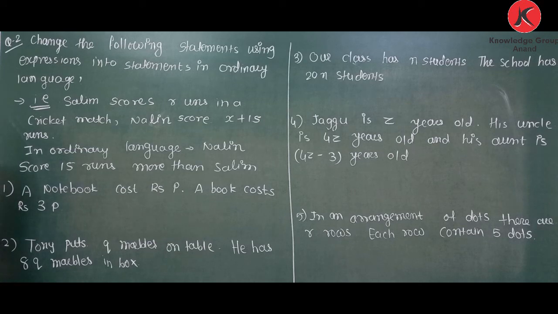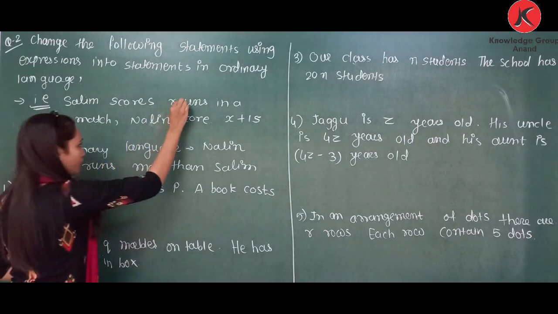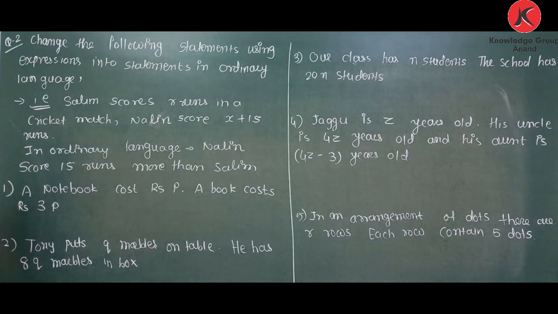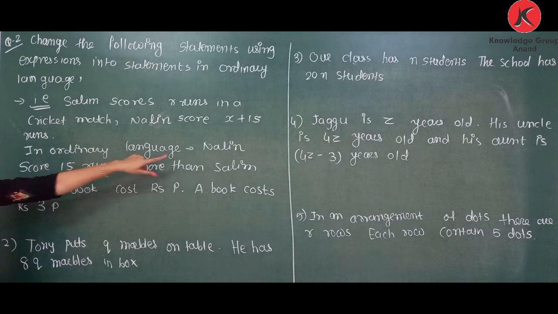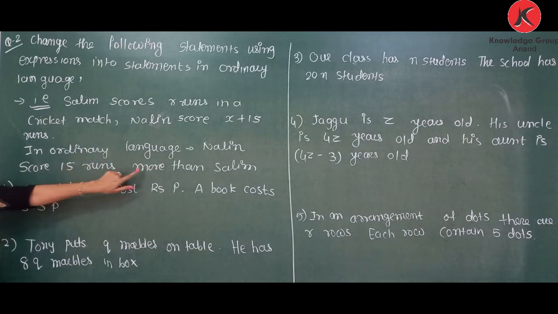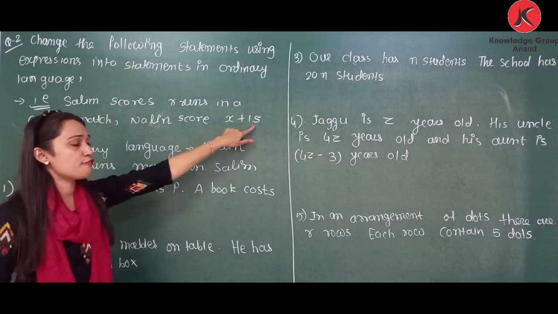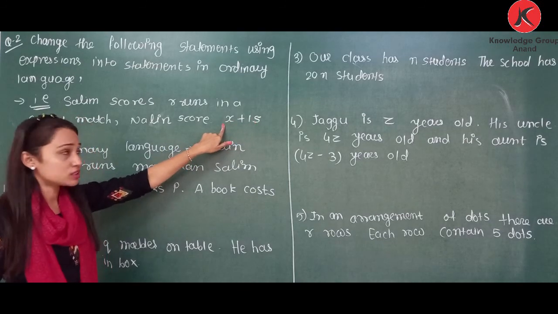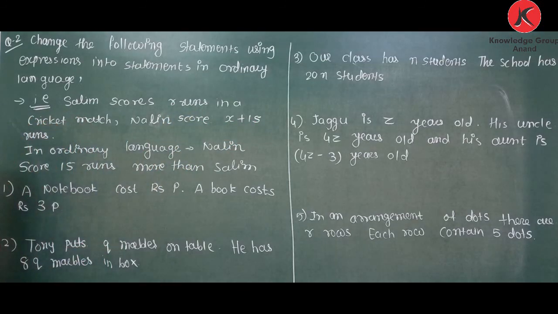Salim scored 8 runs in a cricket match. Nalin scored X plus 15 runs. This is the statement which contains an expression. So in ordinary language we can write, Nalin scored 15 runs more than Salim. X plus 15 means 15 more than what? The runs scored by Salim. You can write it in your own words.